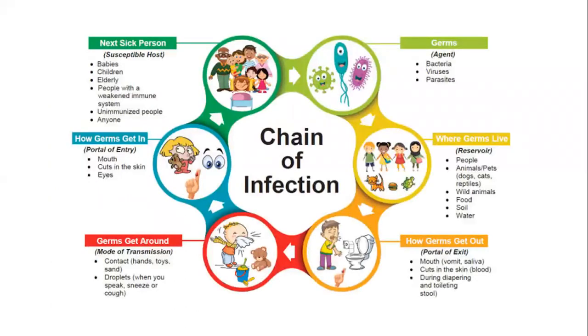Okay. So this is the order of the chain of infection. The germs or the agent or pathogens, they are bacteria, virus, and parasites, and where they live and how they get out, that is portal of exit, and what is a mode of transmission, and what is a mode of entry or portal of entry, and how it affects the next person, that is a susceptible host. So we'll discuss this in detail.